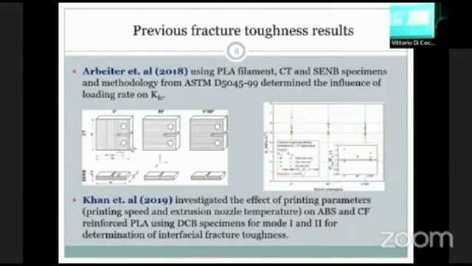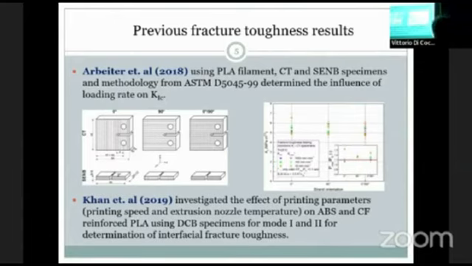However, there are not so many studies on the fracture toughness of these materials. One of the first papers is from a group at Mountain University in Leuven. Professor Pinter is here. They investigated the fracture toughness and fatigue crack propagation for PLA materials using single edge notch bend specimens and compact tension specimens, and the values were around 5 to 6 megapascal square meters.